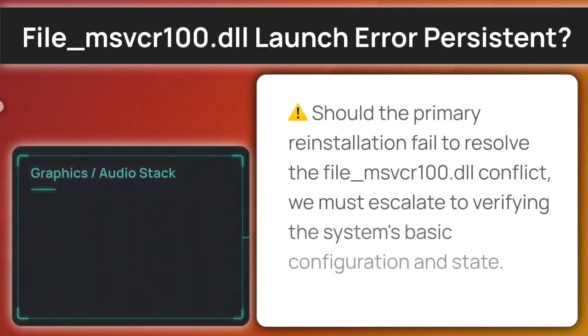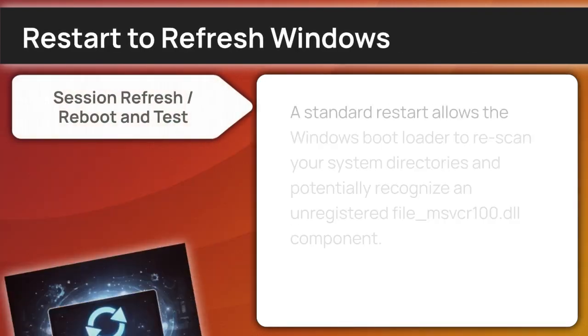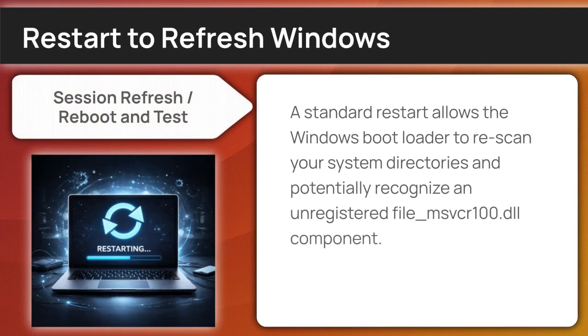Should the reinstallation fall short, the next step in our protocol is to validate the integrity of your system's startup environment. A full system restart clears the temporary memory cache and allows Windows to attempt a fresh initialization of all required libraries, including file Microsoft Visual C++ Runtime 100.